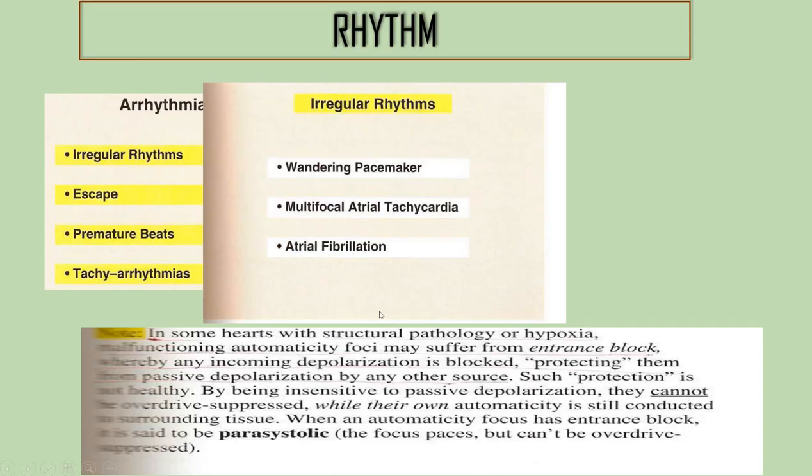In some hearts with structural pathology or hypoxia, malfunctioning automaticity foci may suffer from entrance block, whereby any incoming depolarization is blocked, protecting them from passive depolarization by any other source. Such protection is not healthy. By being insensitive to passive depolarization, they cannot be overdrive suppressed, while their own automaticity is still conducted to surrounding tissue. When an automaticity focus has entrance block, it is said to be parasystolic. The focus paces, but cannot be overdrive suppressed.